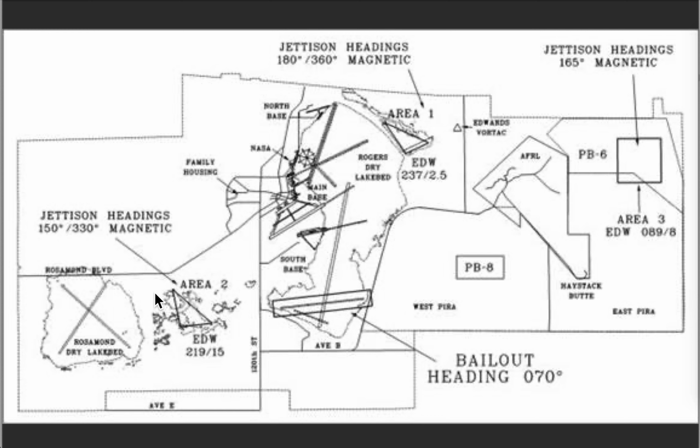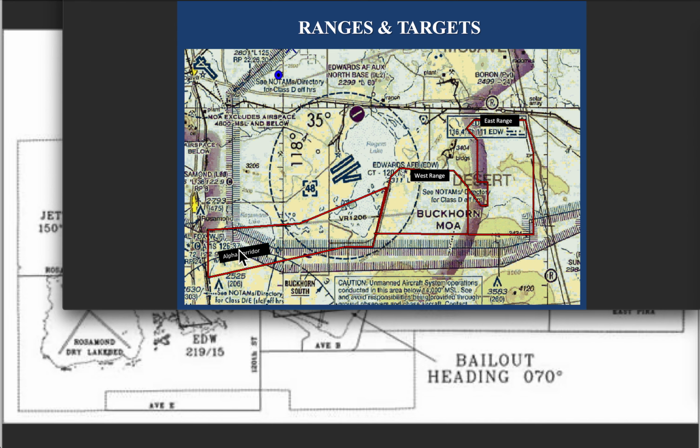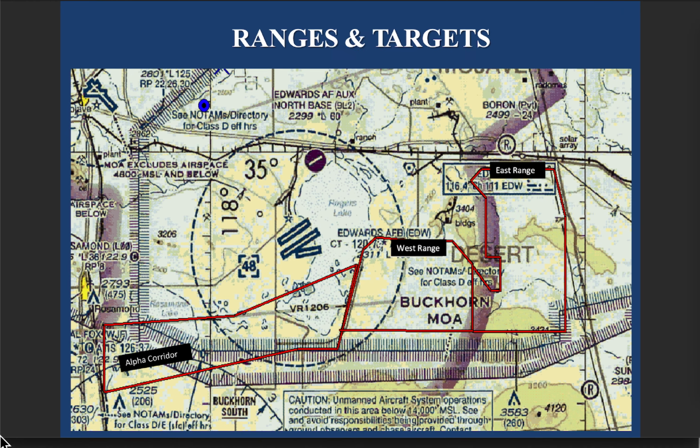So this is Alpha Corridor here, and then here's your West and East Range, and that's where our dumping areas are going to be. And the reason they do that is because we have designated areas for that. And this is a controlled movement area, and so we can ensure that there's nobody in it.